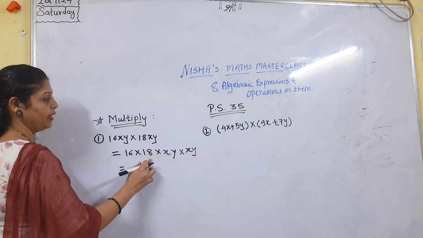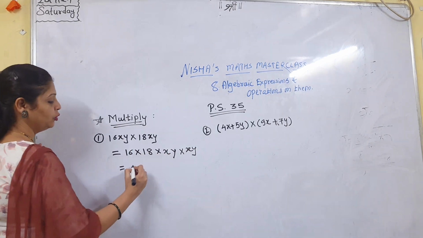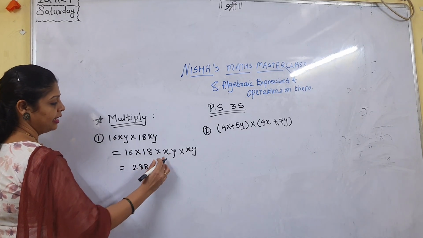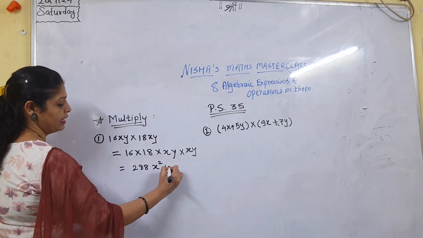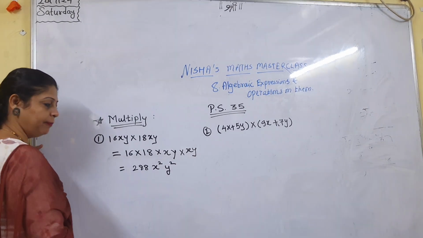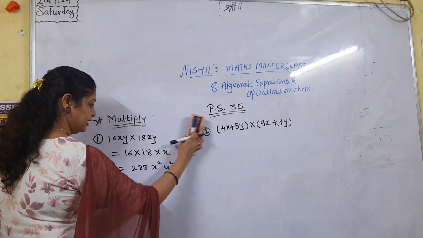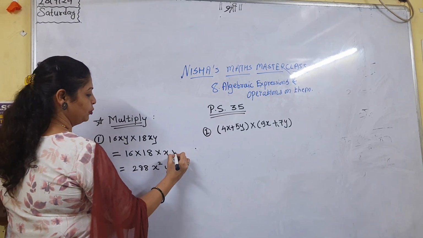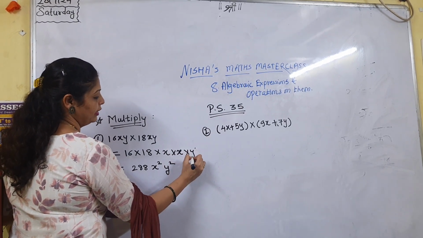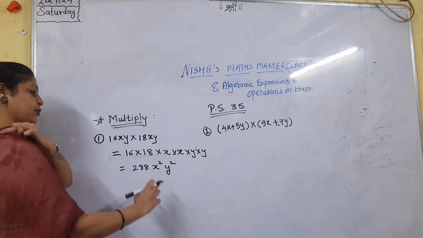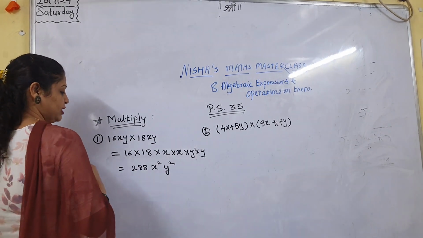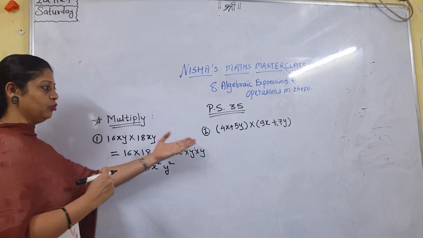So 16 into 18. Do rough work and see, 288 is the answer there, and x square, y square. Okay? Here you can also do it like this, just see x into x, then y into y. Means x into x is x square and y into y is y square. Understand, children? Now moving to next.